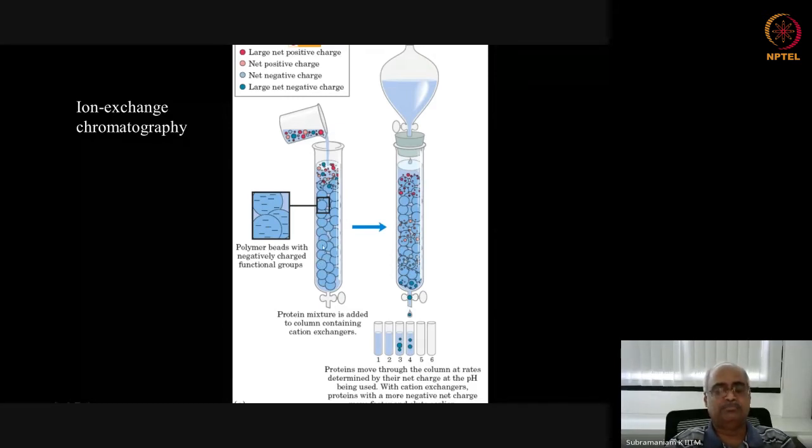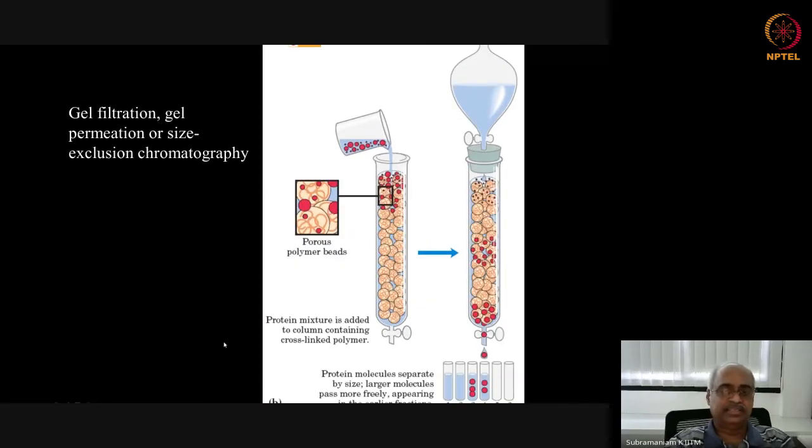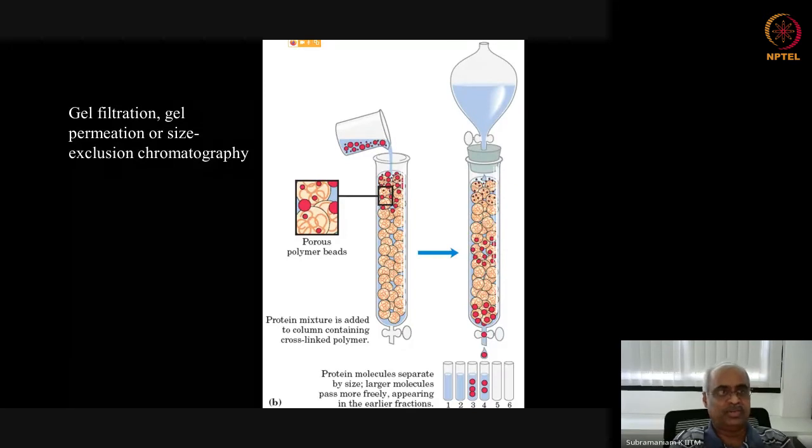They partition better with the solid phase than with the mobile phase, and as a result they come out last. So the next technique is called gel filtration chromatography, or gel permeation chromatography, or size exclusion chromatography. So all the names will become very familiar once we go through this. It is extremely simple, easy to perform, and most widely used in protein purification.